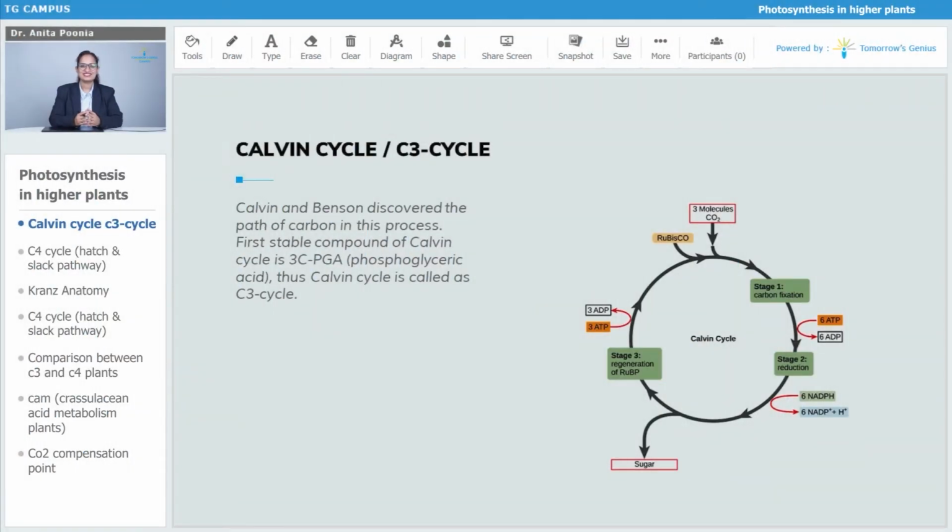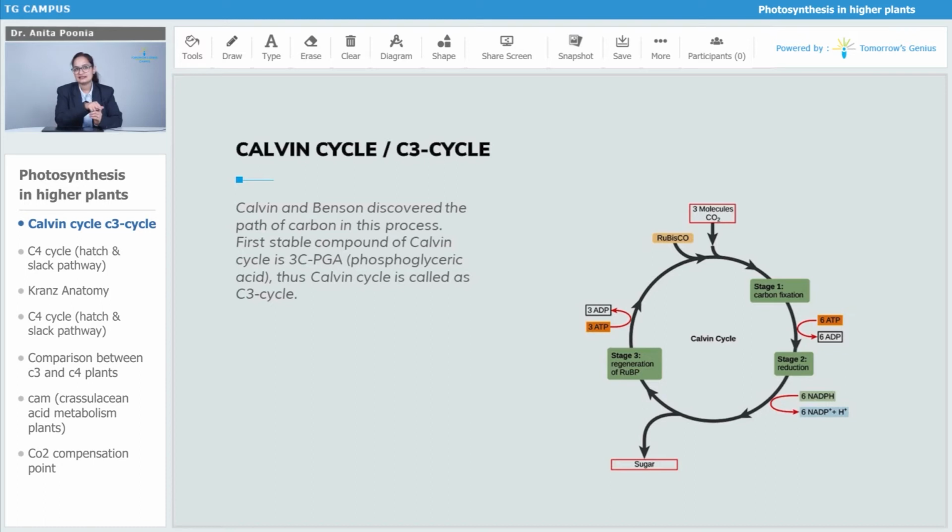Now we move on to this interesting cycle, the Calvin cycle, which we also call the C3 cycle. Where does this C3 come from? C for carbon, 3 carbon. You'll understand the meaning of the C3 cycle once you understand this Calvin cycle.